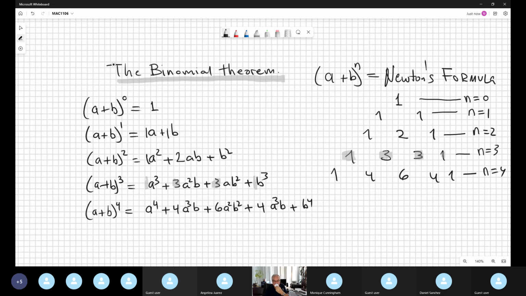How do you get that number? That number was addition, 1 plus 3. How do you get that number? 3 plus 3. How do you get the number? 1 plus 3. And this is exactly the same in any position. This 3 is 1 plus 2. This 3 is 1 plus 2. This 2 is 1 plus 1.